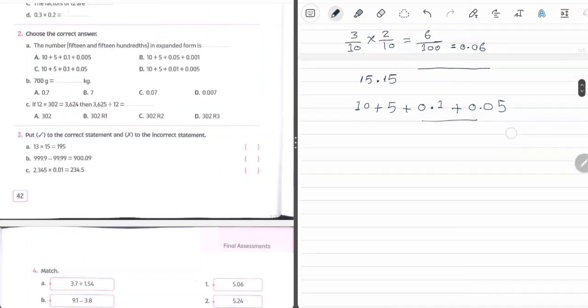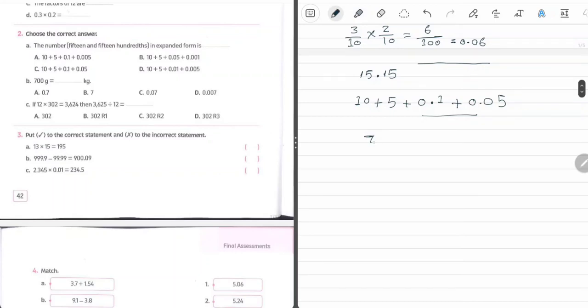Okay, 700 grams. It's equivalent to or equal to how many kilograms? If you convert from the smallest unit to the greatest unit, you have to multiply by thousandth, or divide over 1000. Dividing over 1000 is equivalent to multiplying by thousandth.